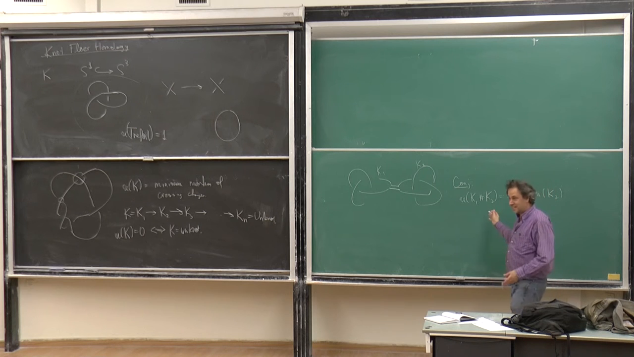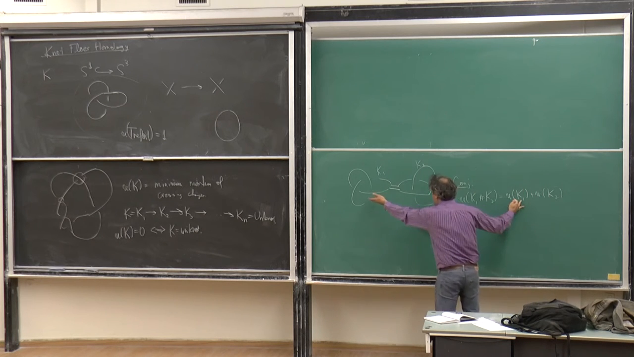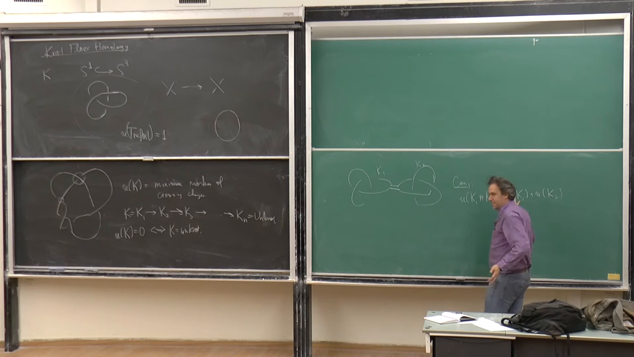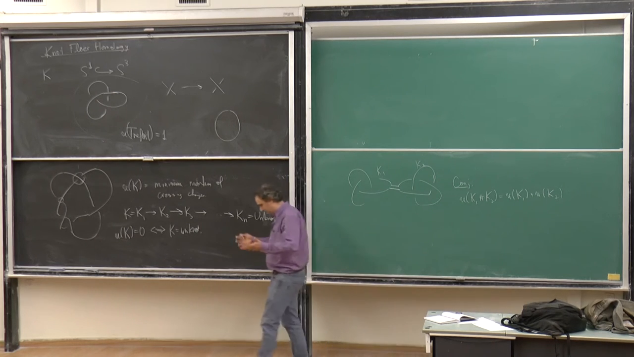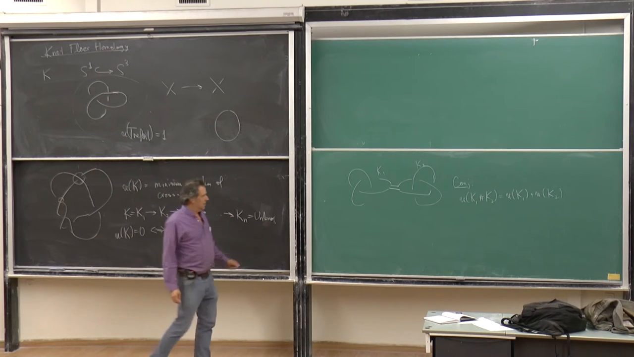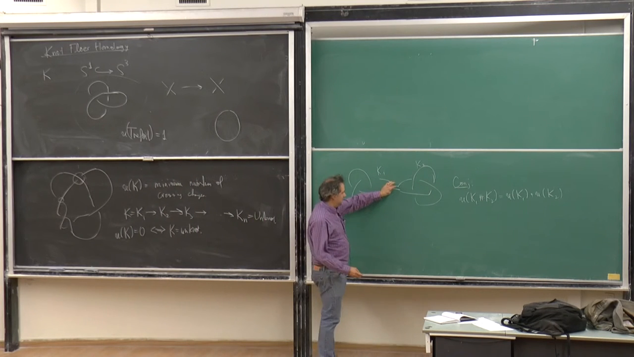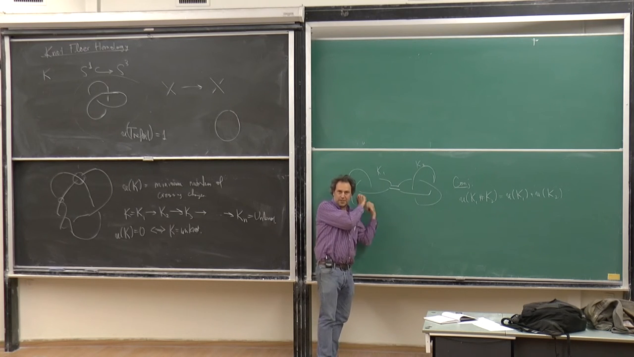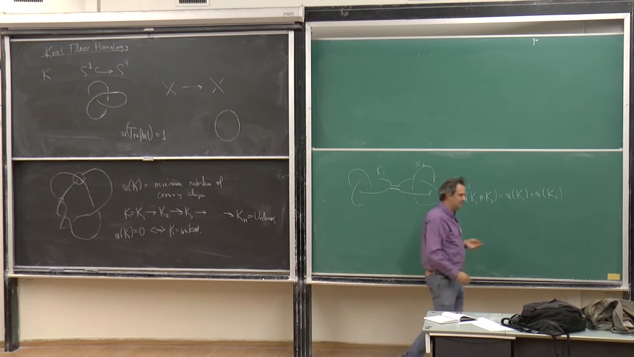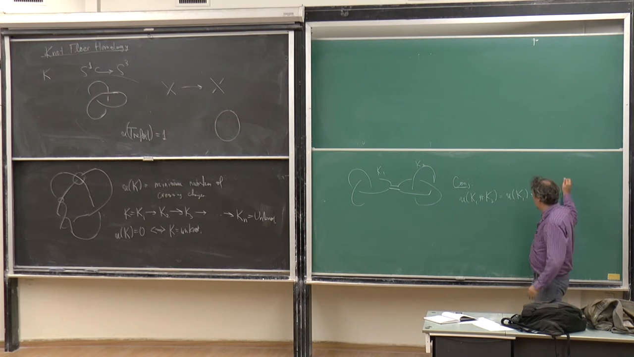It's easy to see an inequality. If I can unknot k1 in n steps and I can unknot k2 in m steps, then I can unknot the connected sum in n plus m steps. But the conjecture says that somehow this doesn't give you some additional tricks. You might think that with the connected sum you could have some additional tricks to move around in that region. But this is not known, so this remains a conjecture.